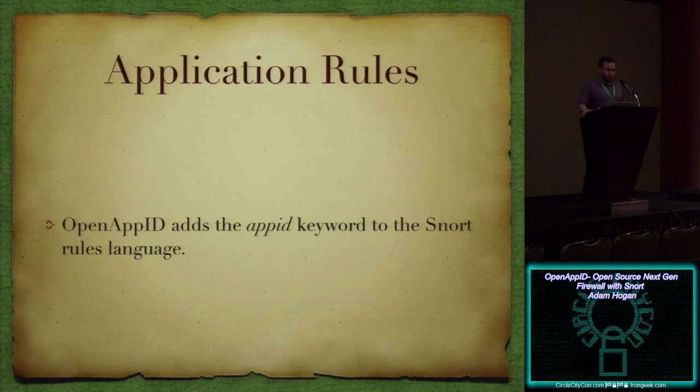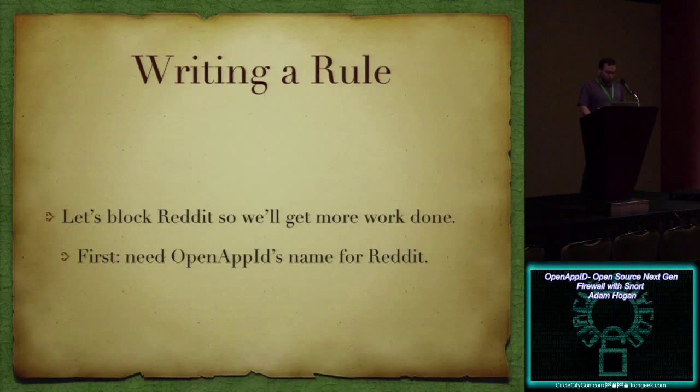All right, so we're actually adding the OpenAppID or AppID keyword to the Snort rules language. So when you're writing a Snort rule, you can now specify what applications to fire on, which immediately gives you some control, as well as better tuning, right?